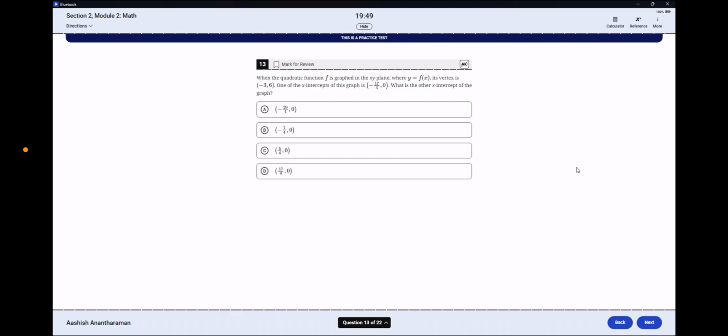So when this quadratic function is graphed in the plane, y equals f of x, its vertex is this, and one of the x-intercepts is that. When you have a quadratic and you have one x-intercept, the other x-intercept is going to be exactly the same x distance from the vertex as the other one. So you have negative 17/4 on one side, which is to the left of negative 3. And on the other side of negative 3, you're going to have the other x-intercept.